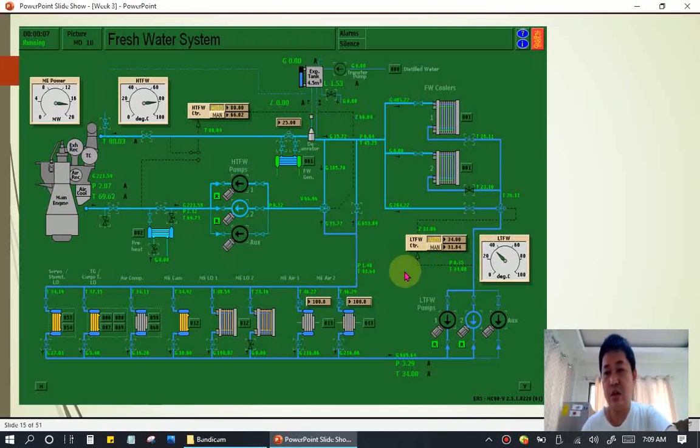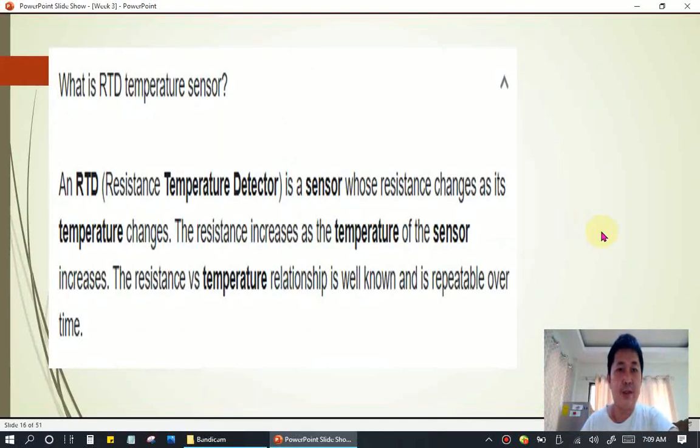So next we have the RTD. So what is RTD? Temperature sensor. An RTD, or resistance temperature detector, is a sensor whose resistance changes as its temperature changes. The resistance increases as the temperature of the sensor increases. The resistance versus temperature relationship is well known and is repeatable over time.